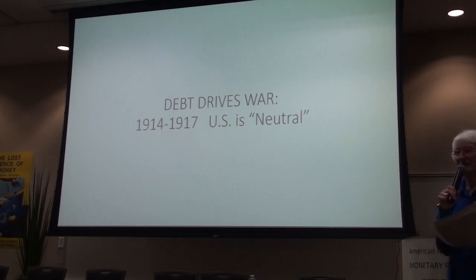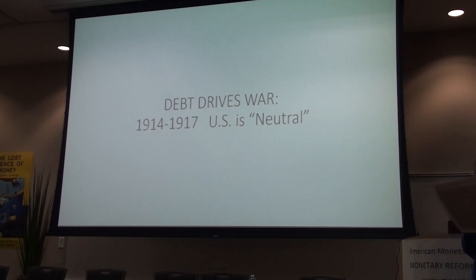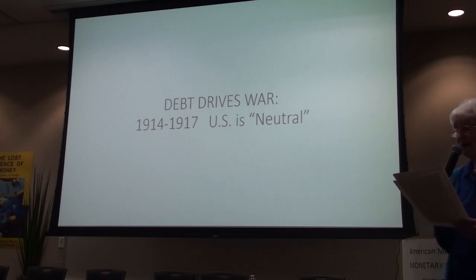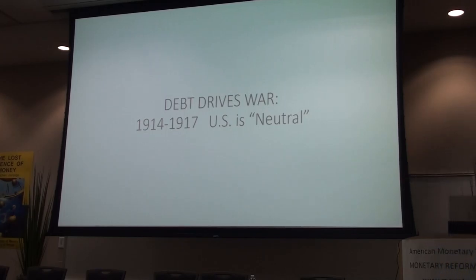August 1914, the war starts in Europe. On August 9th, which happens to be my birthday, the firm of J.P. Morgan asked the U.S. Secretary of State, William Jennings Bryan, if the U.S. government would object to loans being made to the belligerent nations by the Morgan firm. Bryan advised President Wilson not to support this policy.